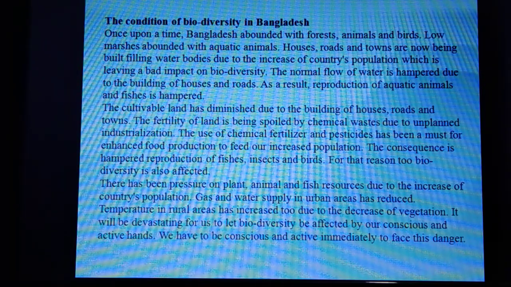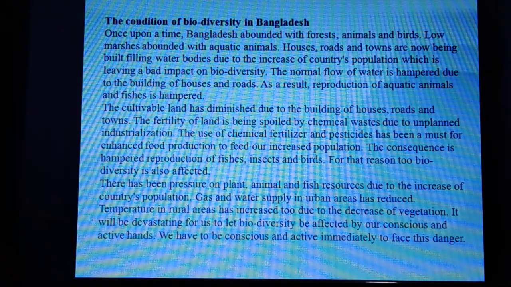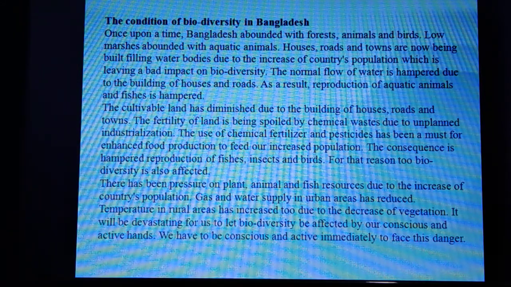The temperature in rural areas has increased due to the decrease of vegetation. That is, we are cutting down trees randomly to make houses, furniture, etc. As a result, the supply of oxygen is getting minimized while the amount of carbon dioxide is getting maximized. As a result, the temperature in both town and village areas is increasing.